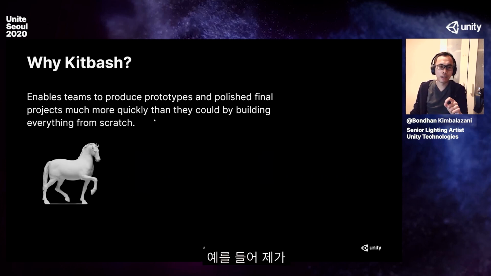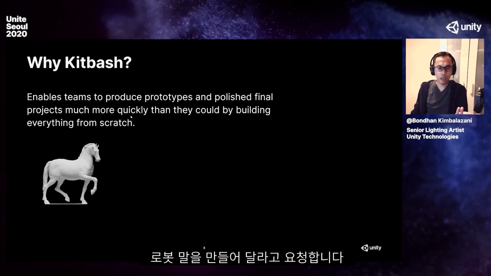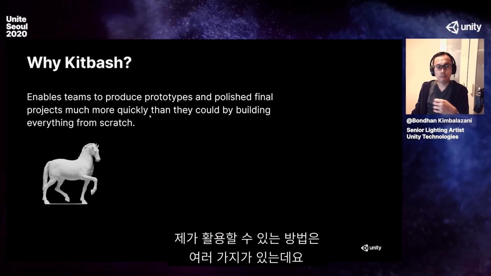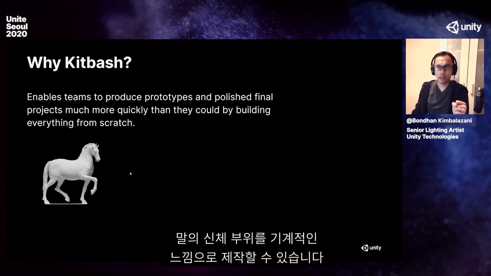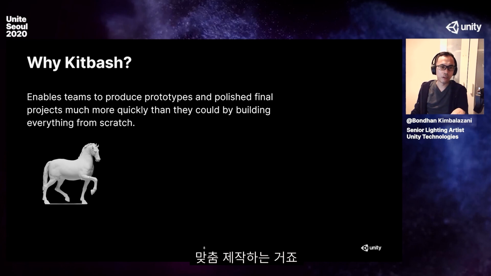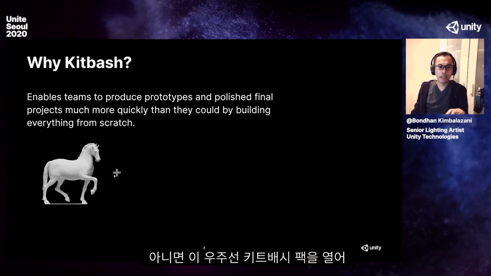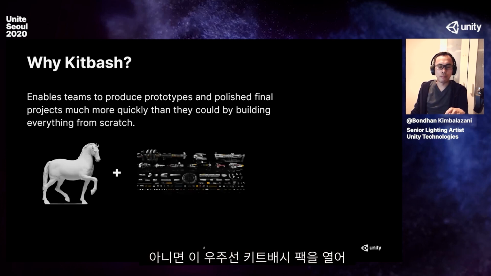So one of the examples here is, say me as an artist, and then my art director came to me and said, Bondhan, I want you to make a robot horse. Okay, there are multiple ways that I can tackle this. I can create the mechanical body parts of a horse, tailor-made for this horse, or I can just take this Kit Bash pack of spaceships that looks mechanical, and then repurpose them and combine them into a horse.